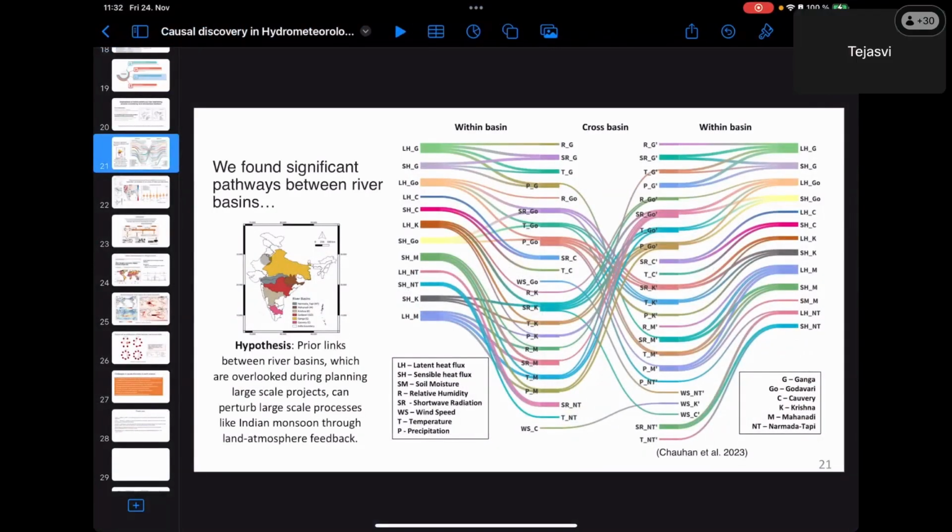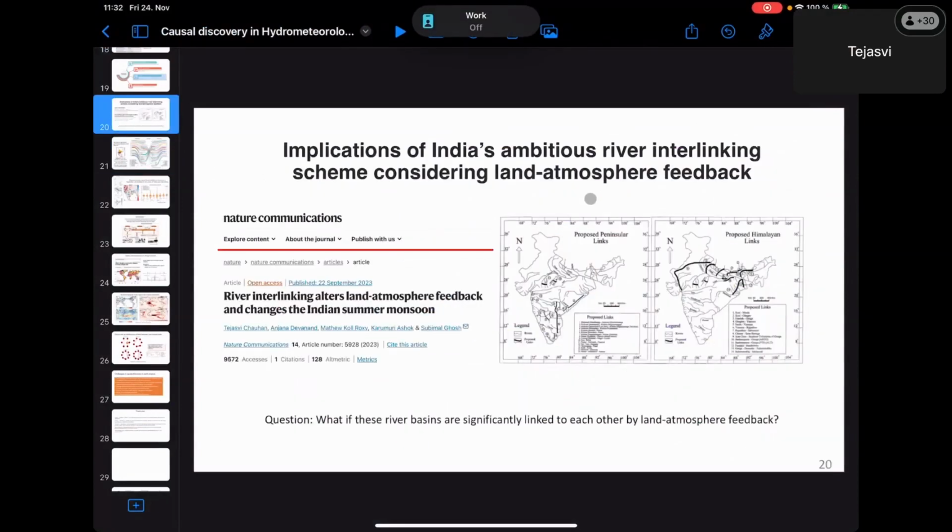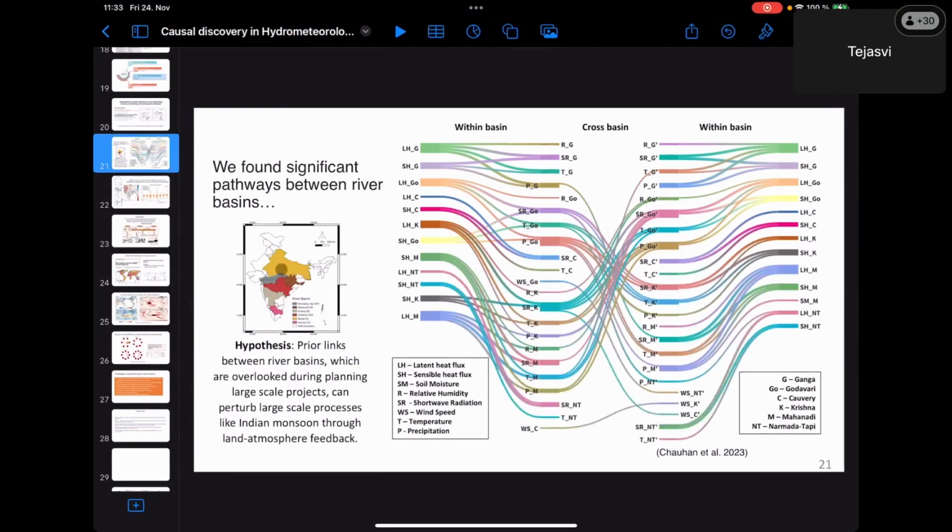Our goal was to, in a systematic way, identify whether river interlinking will cause a problem. So we considered only those river basins which were involved in river interlinking, since the goal was to show whether or not they are connected to each other. In principle, yes, this region will also be connected to Ganga. So it will be much more complex than this figure that you see. It will be much more complex than what is shown here.